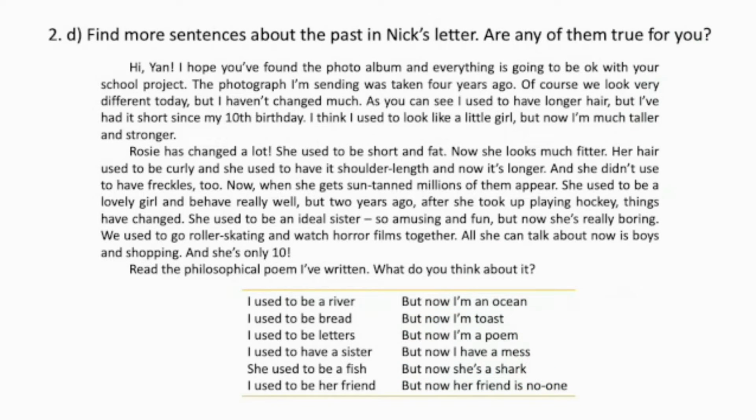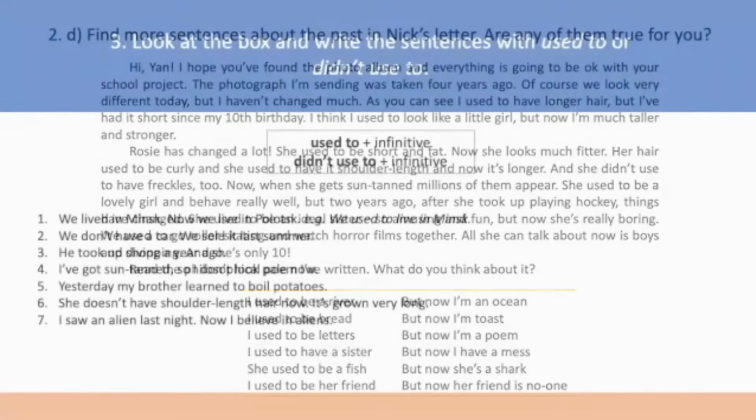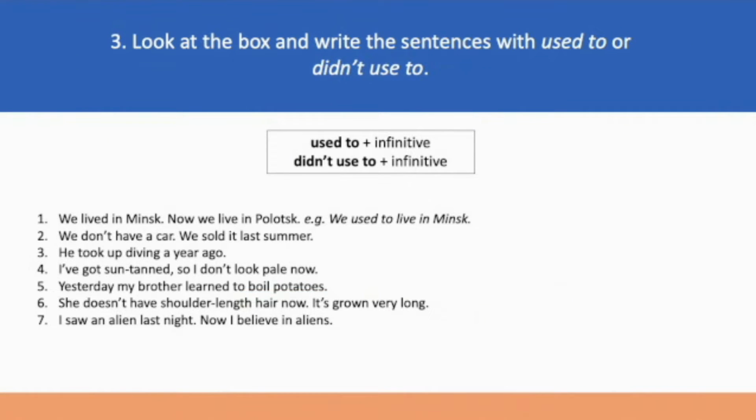Now let's continue. Find more sentences about the past in Nick's letter. Are any of them true for you? Now look at the box and write the sentences with used to or didn't use to constructions. Let's look at the example, the first sentence. We lived in Minsk, now we live in Polotsk. The correct sentence is, we used to live in Minsk.